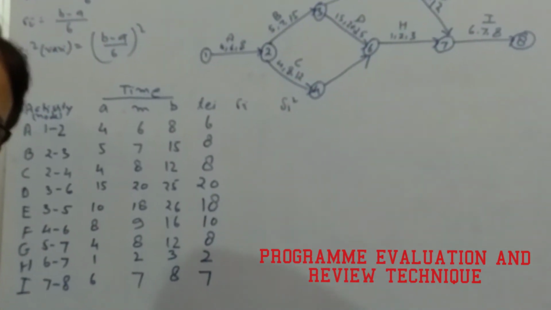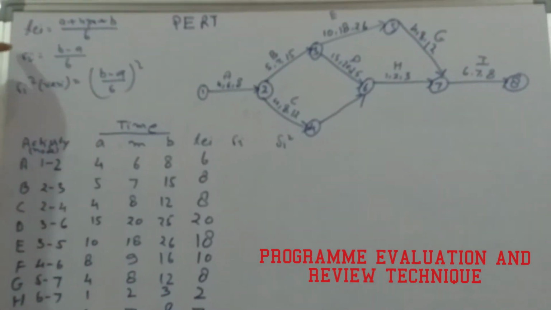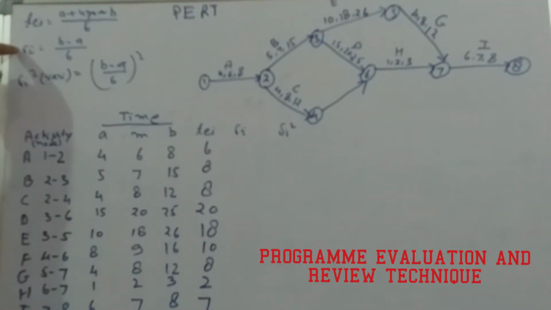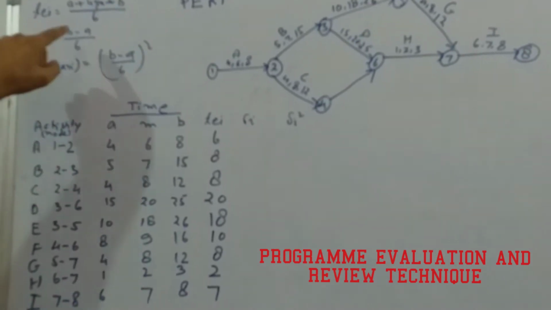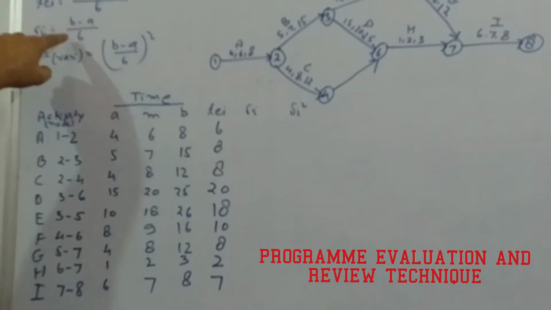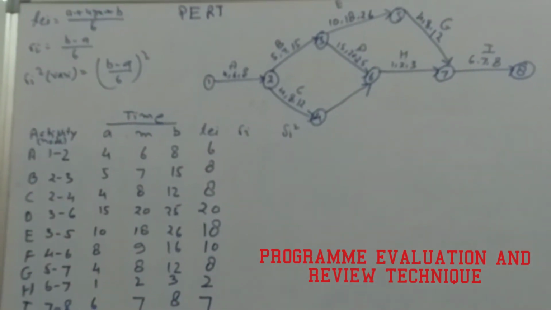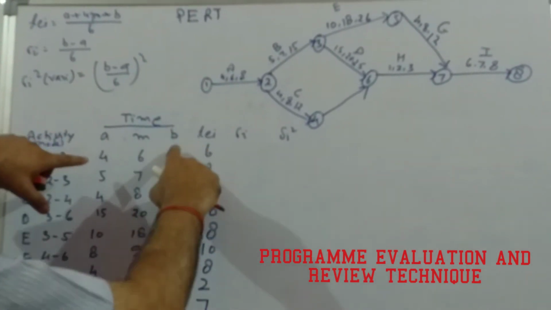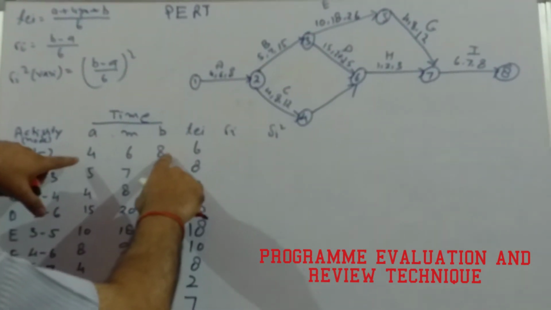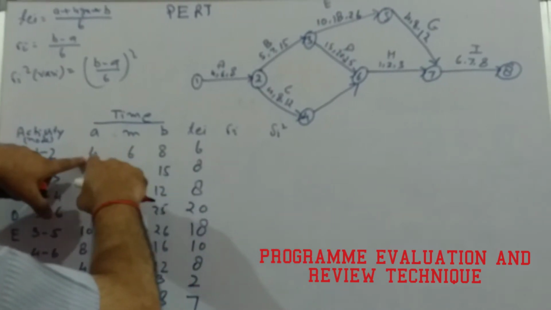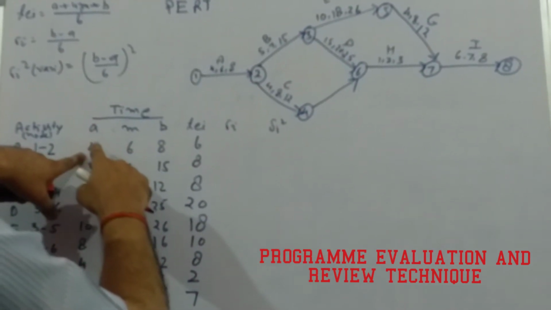Now having calculated this, we need to calculate the standard deviation, that is sigma I. The formula for sigma I is B minus A divided by 6. So B minus A by 6, where B is this one, say for activity 1 to 2, so 8 minus 4, that is 4, divided by 6.